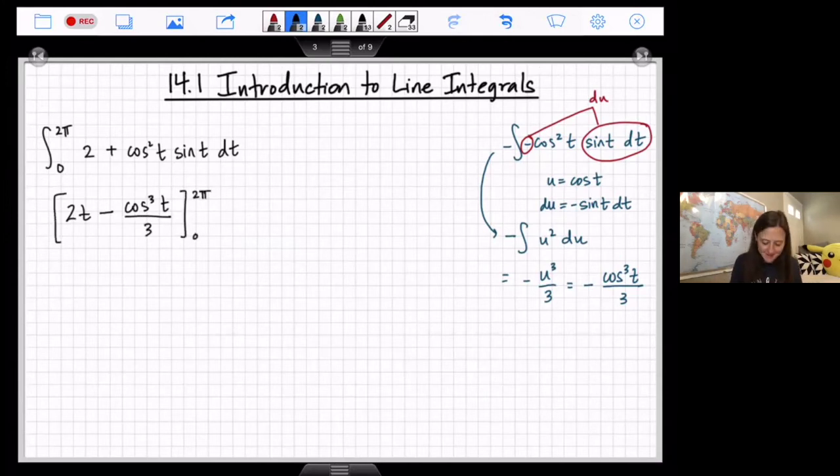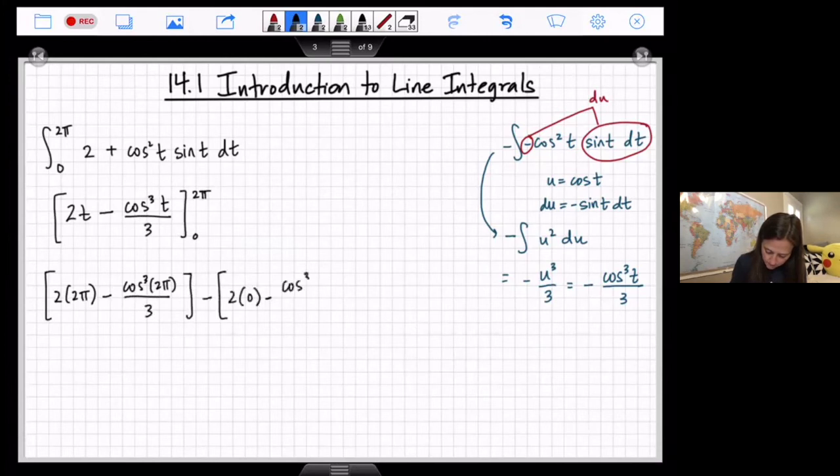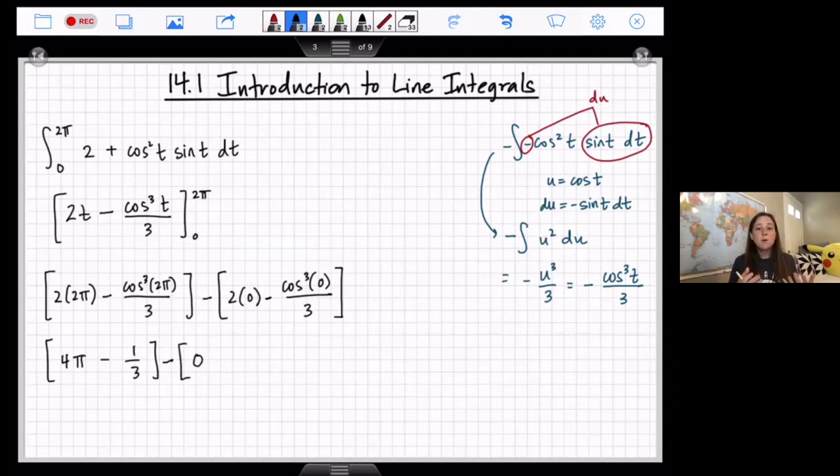All right, so let's plug in 2 pi and plug in 0 and see what we get. So I've got 2 times 2 pi minus cosine cubed 2 pi over 3. And then plug in 0 everywhere. All right, so I have in my first set of brackets 4 pi. Let's see, cosine of 2 pi is equal to 1, and 1 cubed is just 1. So this is going to be minus 1 cubed over 3. And then 2 times 0, my second bracket, so that's 0. Cosine of 0 is also equal to 1. So 1 cubed is 1. So minus 1/3. And let's see, so I've got 4 pi minus 1/3 minus a negative 1/3. Okay, so all of that cosine stuff canceled out in the end anyway, and we just had a 4 pi left at the beginning.